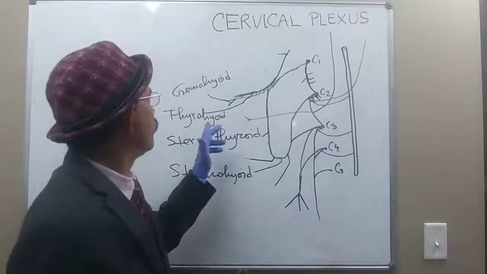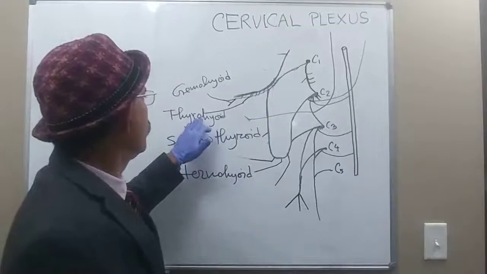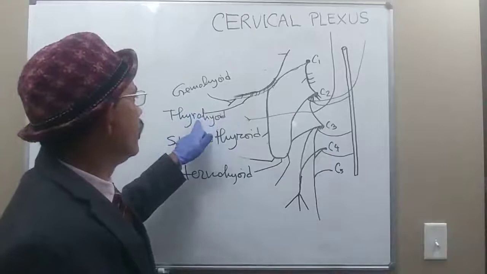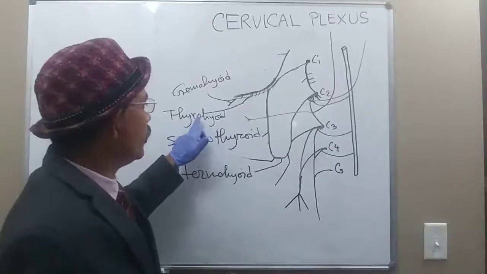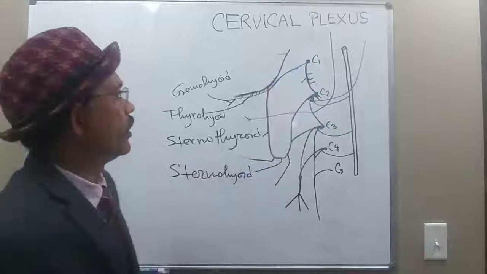Okay, the thyrohyoid muscle is an infrahyoid muscle, because it is below the hyoid bone. This muscle is not innervated by the ansa cervicalis. It is innervated by C1. You have to remember that. Okay, we got the ansa cervicalis.